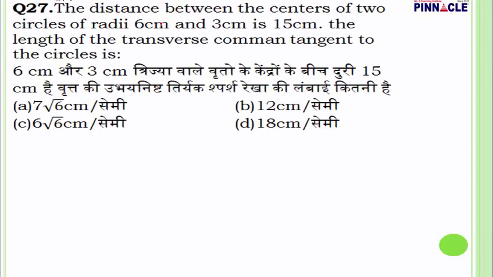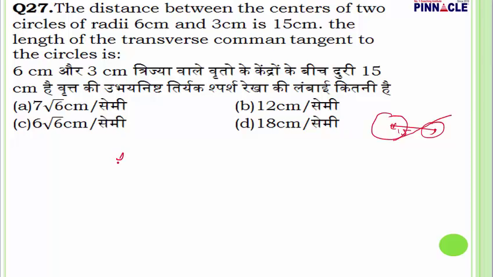Now the question is, the distance between the centers of two circles of radius 6 cm and 3 cm is 15 cm. The length of the transverse common tangent, this is the question. This is the transverse common tangent. We have to find it, and the distance is given, that is 15 cm between these two points.